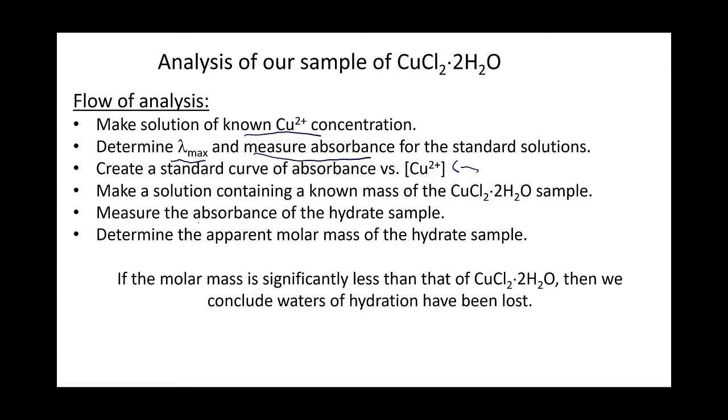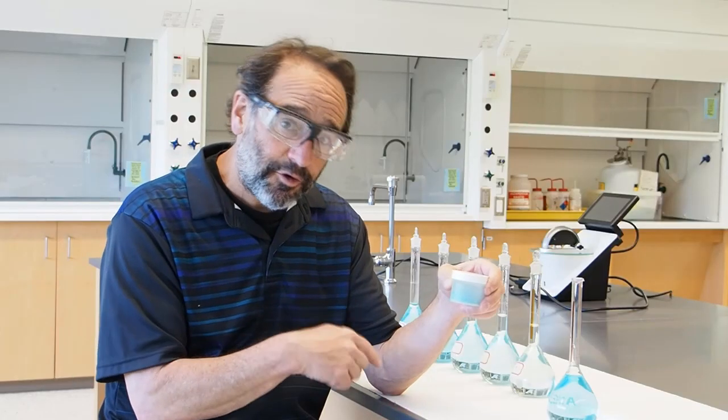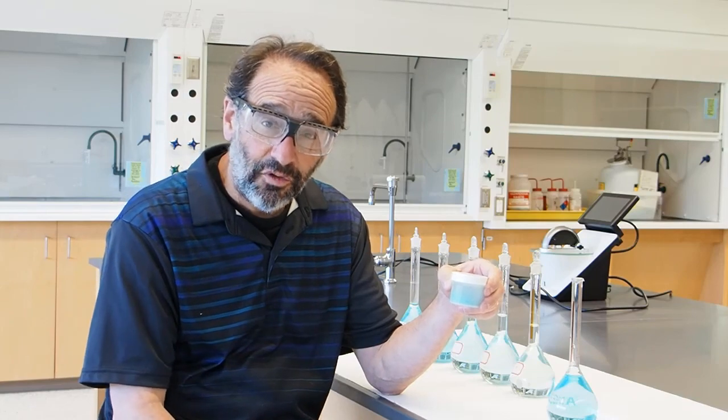Then we'll make a solution containing a known mass of the sample that is ostensibly the copper 2-chloride dihydrate, but may have lost the hydrates. We'll measure its absorbance, and from that we'll determine the molar mass of the hydrated sample. And again, if the molar mass is significantly less than that of the dihydrate, then we know that waters have been lost. We'll do the experiment first, and then after that we'll explain how to do the calculations.